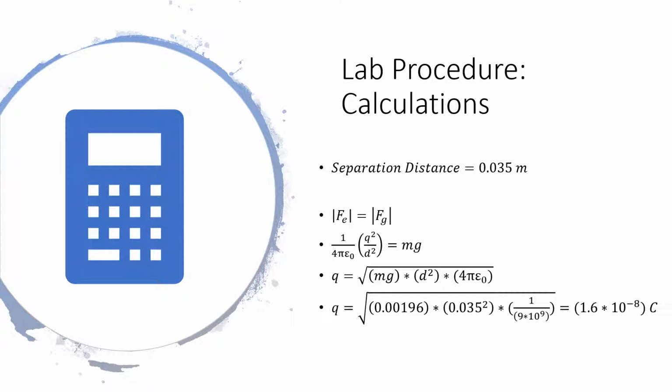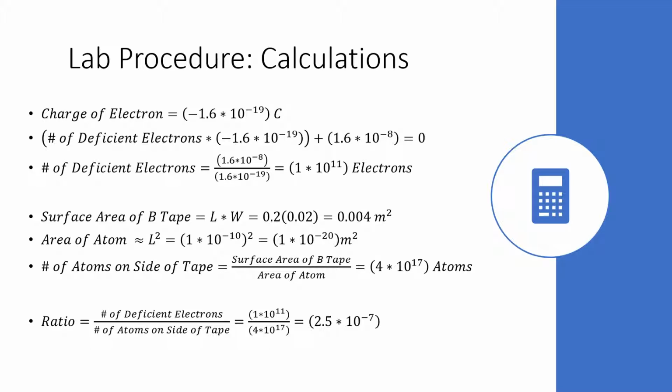Using this and the fact that the U-tape was at equilibrium, I set the magnitude of the electric force equal to the magnitude of the gravitational force, isolated Q, and determined the charge as being 1.6 × 10⁻⁸ coulombs. I then calculated that the number of deficient electrons multiplied by the charge of an electron added to the current charge of the U-tape should be 0. Therefore, the number of deficient electrons in the U-tape should be equal to 1 × 10¹¹ electrons.